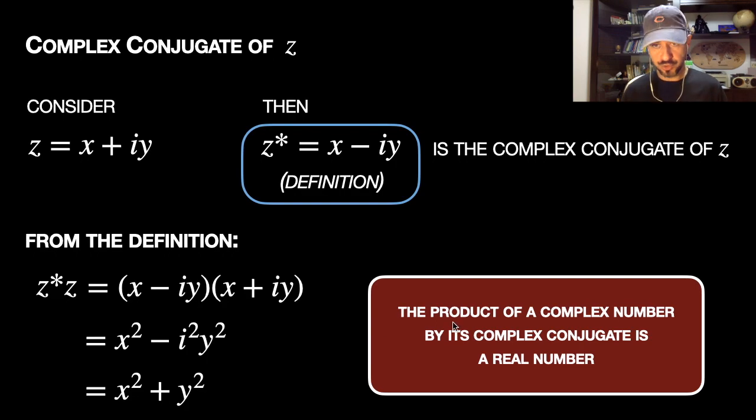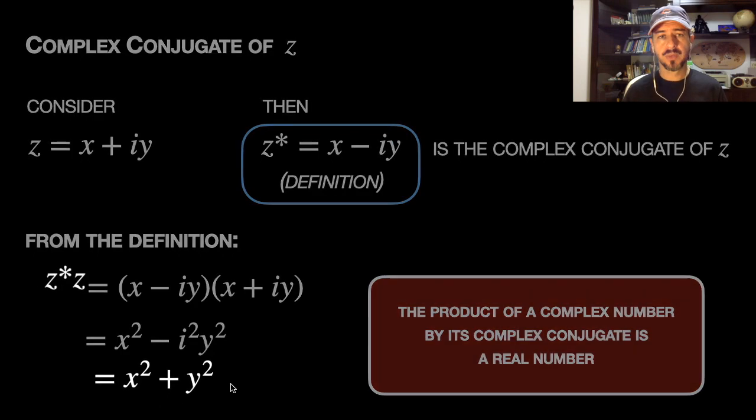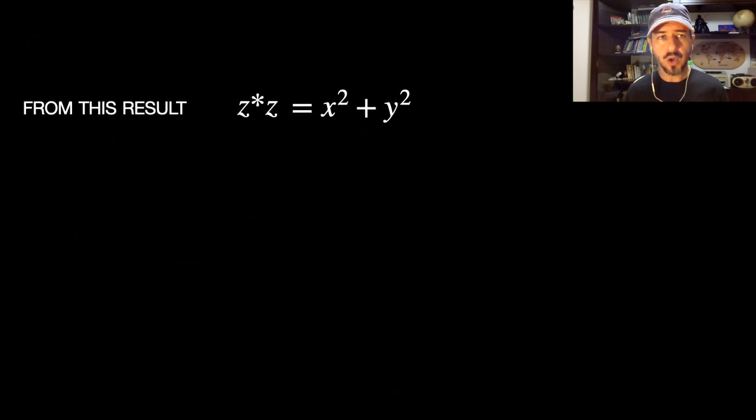So the product of a complex number by its complex conjugate is a real number. Again, the product of a complex number by its complex conjugate is a real number. Okay, this is very useful, with many applications, but I will use this to show another representation, a very useful representation.